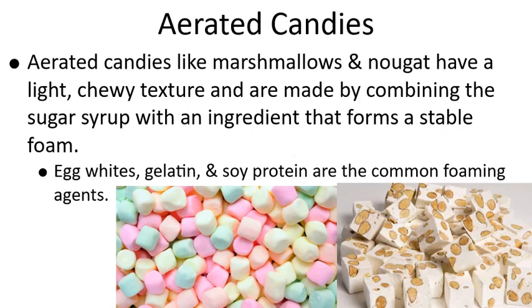Aerated candies like marshmallows and nougat have a light, chewy texture and are made by combining the sugar syrup with an ingredient that forms a stable foam. Egg whites, gelatin, and soy protein are the common foaming agents. We've already discussed in the video on meringues how egg whites form stable foams, so we're not going to get into how to form the foam here.